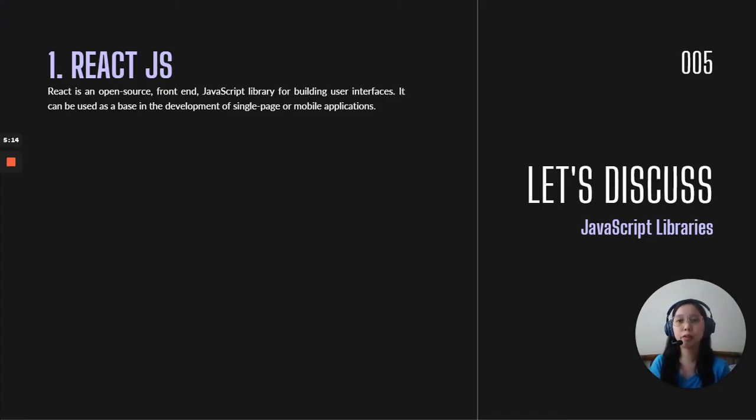The first library that we use is React.js. It is an open-source front-end JavaScript library for building user interfaces. It can be used as a base in development of single-page or mobile applications.